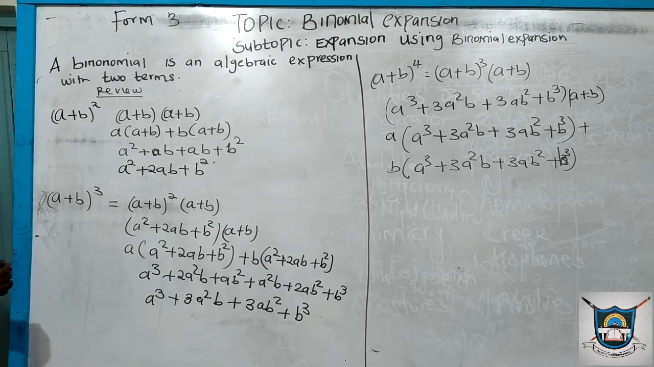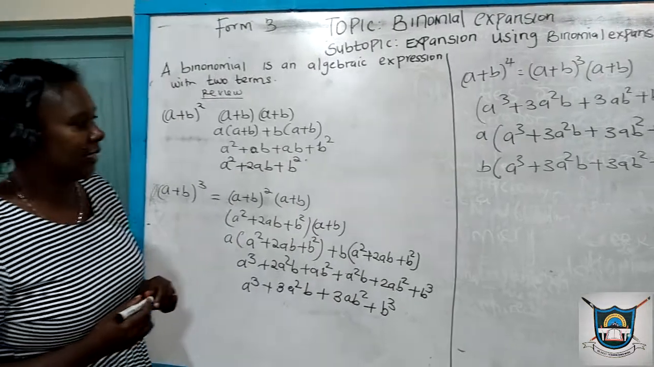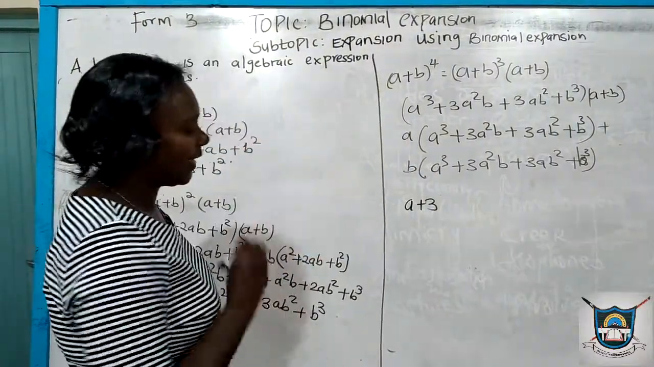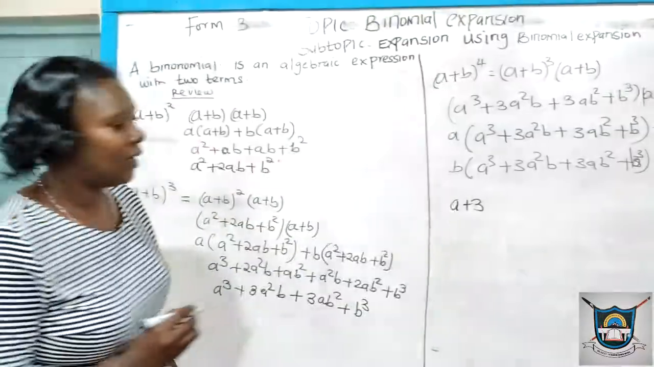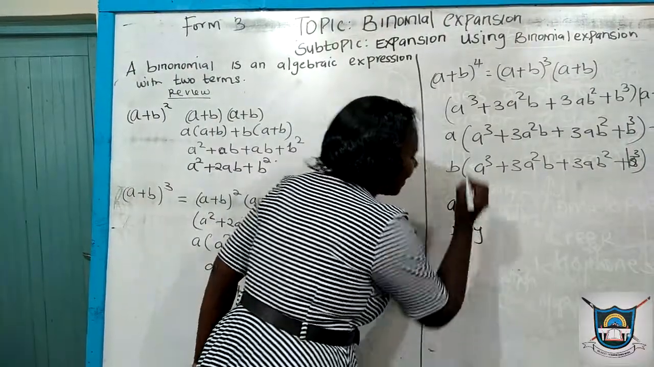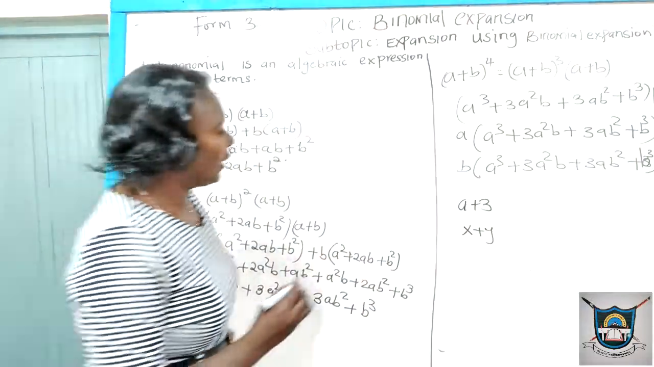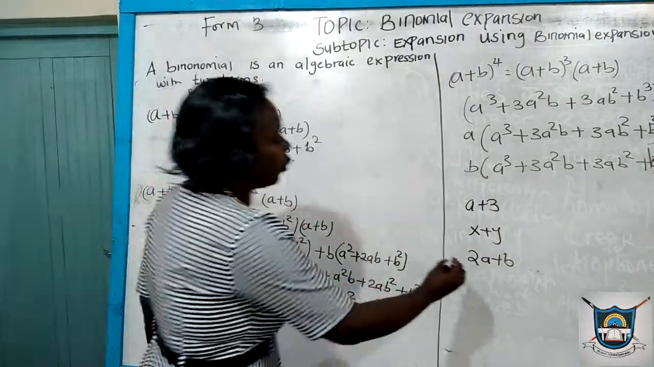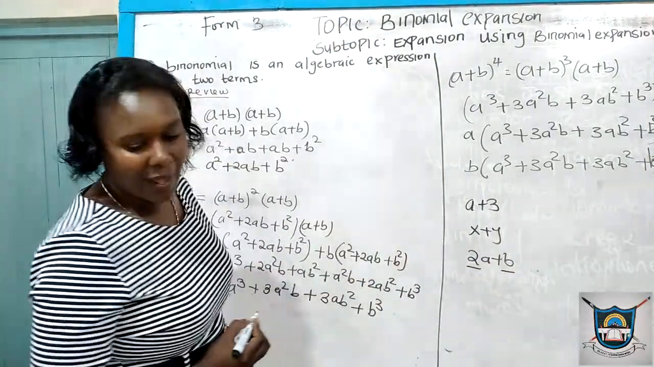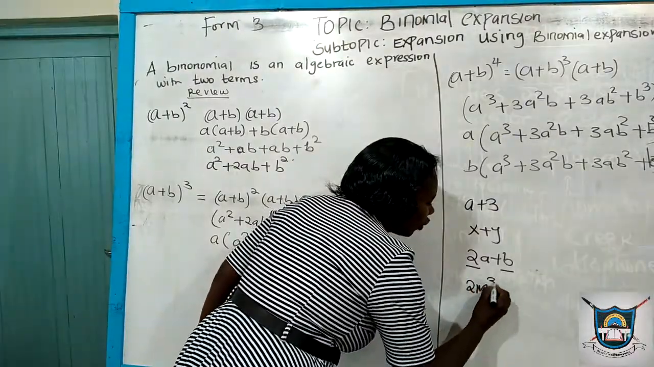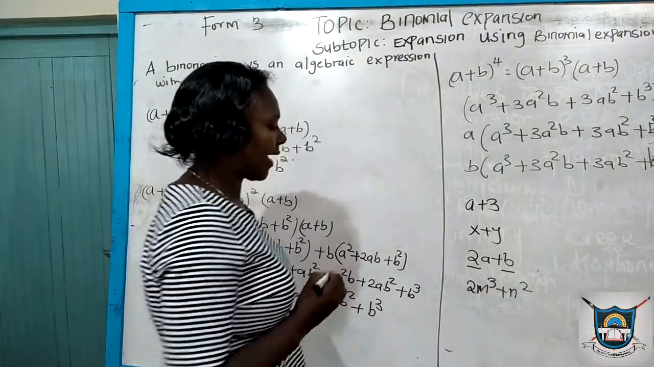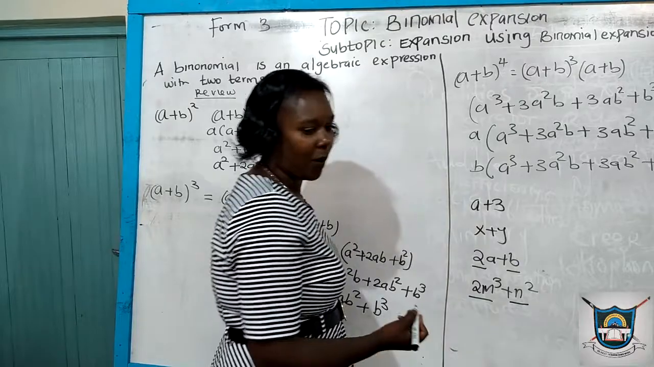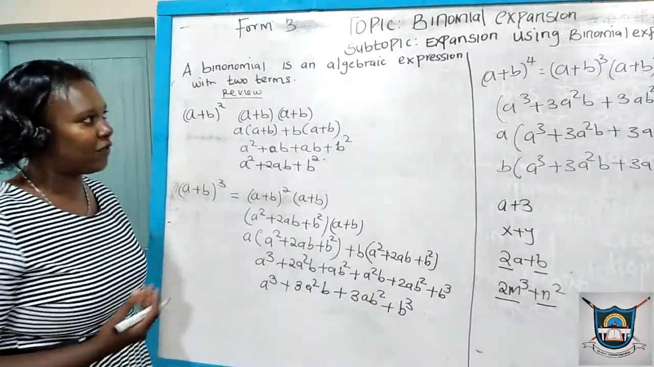A binomial is an algebraic expression with two terms. For example, a plus 3 has two terms: we have a and 3. That is an example of a binomial. x plus y is a binomial; it has two terms. 2a plus b is a binomial; it has two terms, 2a and b. We also have 2m cubed plus n squared. It has two terms: 2m cubed and n squared. So all those are examples of binomials.